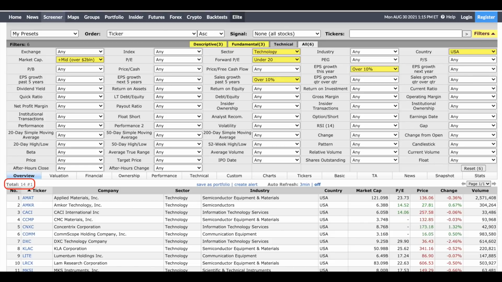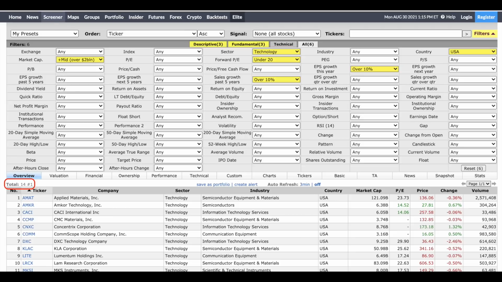We added a few more filters, including at least $2 billion market cap, forward price-to-earnings ratio under 20, sales growth of at least 10% over the past 5 years, EPS growth this year of at least 10%, and it must be based in the US. Adding these filters took the list from 8,000 down to just 14 stocks. This is a much more manageable number of stocks to look at. And based on the filters we applied, we know that these stocks are all growing technology companies with reasonable valuations.